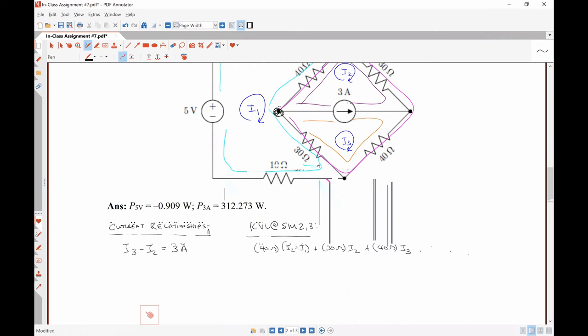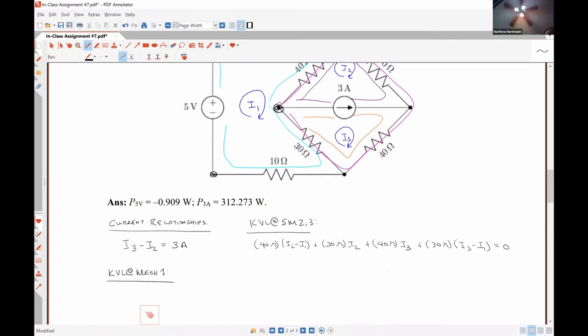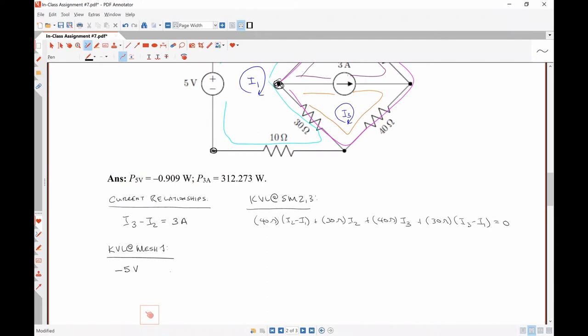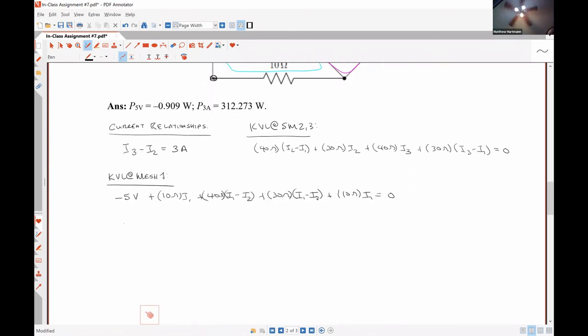That's two equations, so what do I have left to do here? You need to do KVL around I1. All right, so KVL at mesh number one. So starting from the bottom left-hand corner, what am I going to have? Negative 5 volts, 10 I1. Plus 40 I1 minus I2. Plus 30 I1 minus I3. Plus 10 I1 equals 0. Alrighty. So three equations, three unknowns, no dependent sources or anything like that. So we should be good to go here. So let's take a moment to solve.